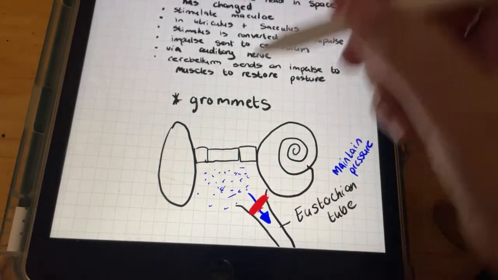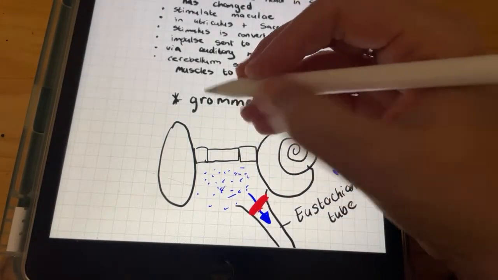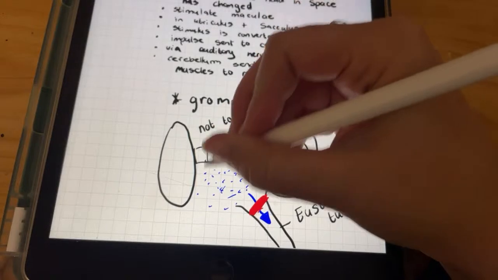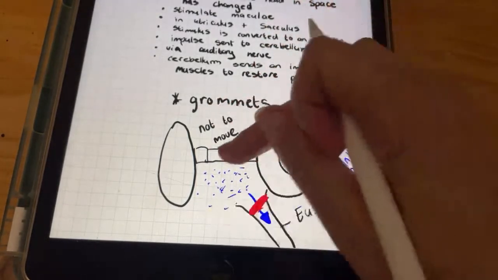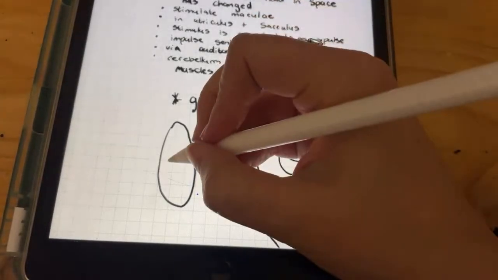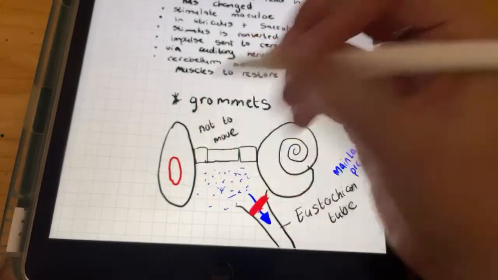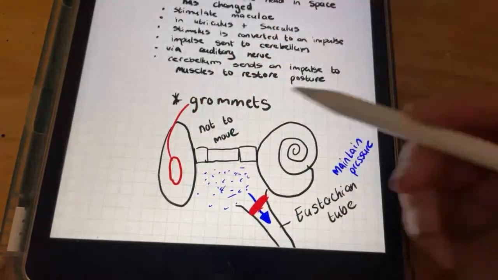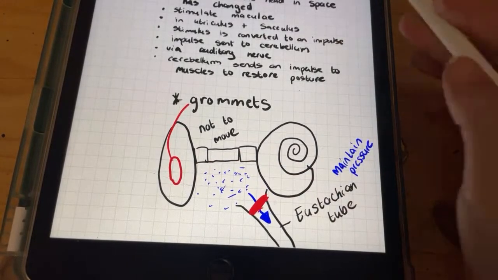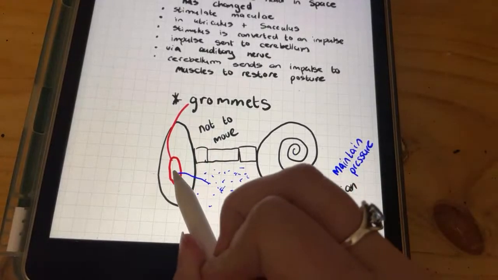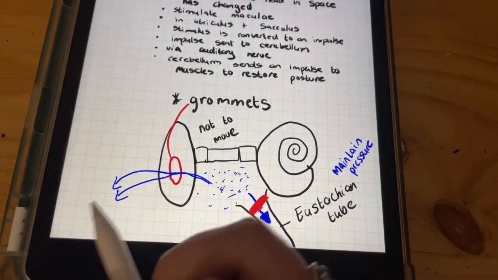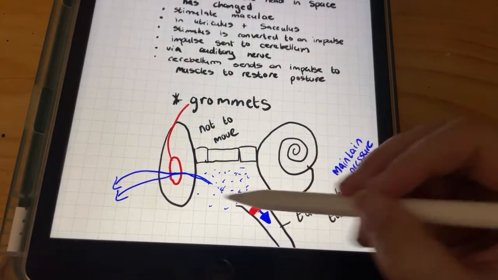And as this fluid builds up, it causes the ossicles not to move. They can't move anymore because this is all filled with fluid. The fluid can't drain away. So what we do is we cut a little hole in the tympanic membrane, which is a grommet, and we hold the hole open with a little piece of plastic or a little piece of metal. And what that allows is for the fluid to drain out of the ear into the ear canal rather, so that there's no buildup of pressure.